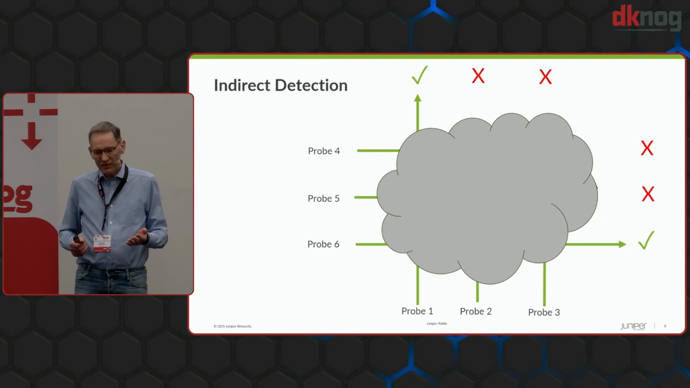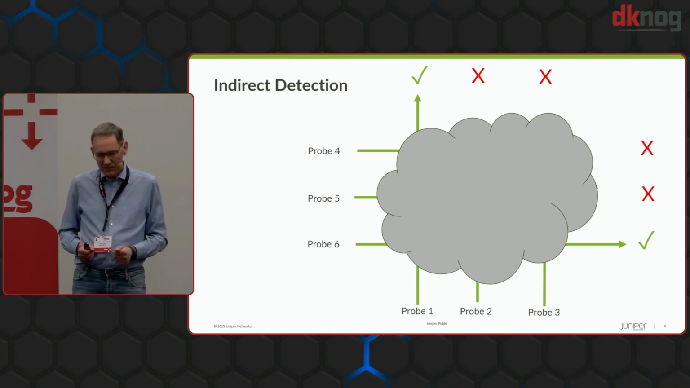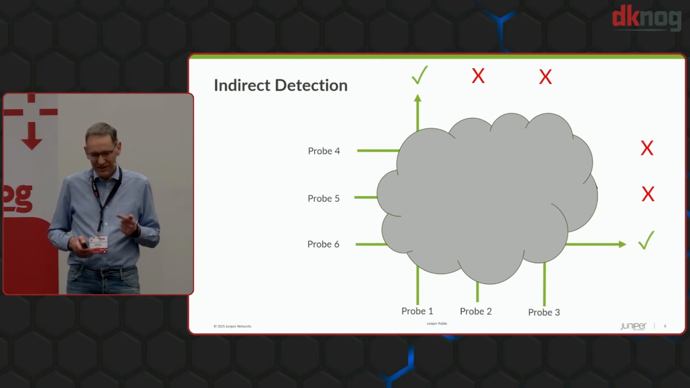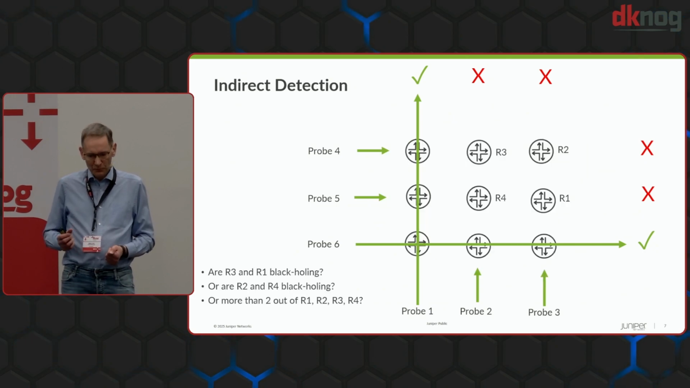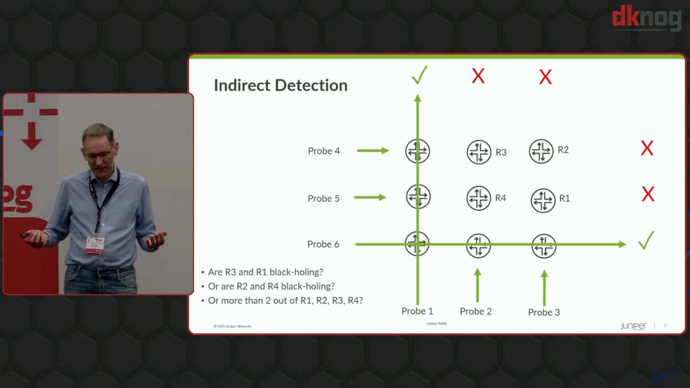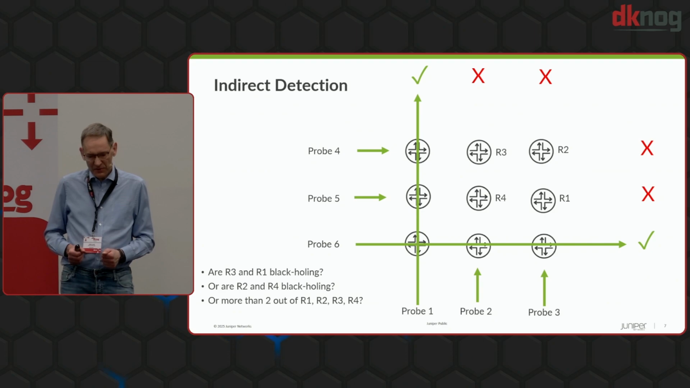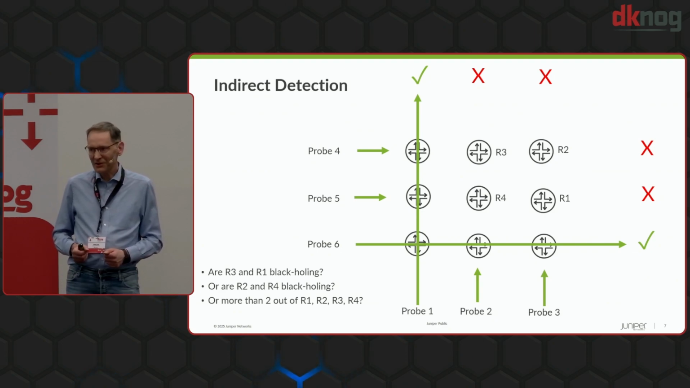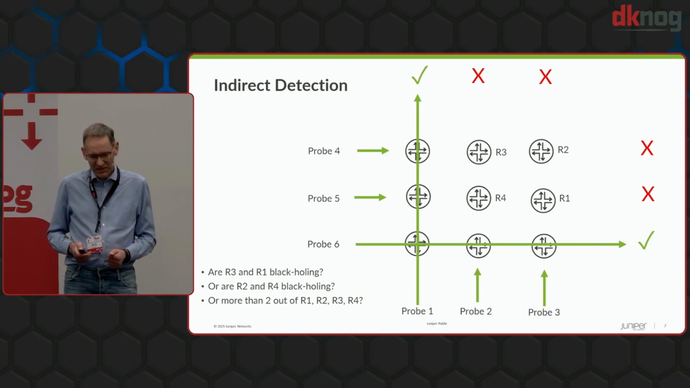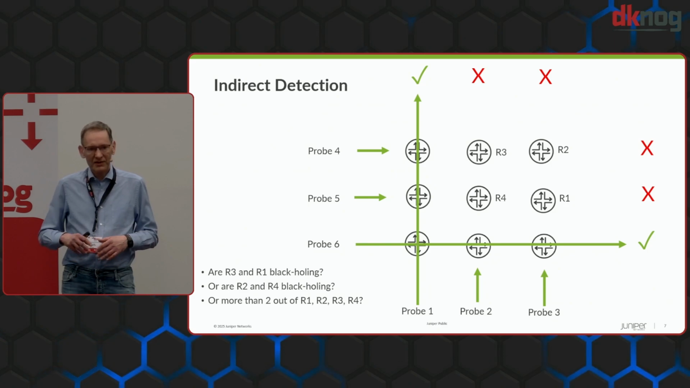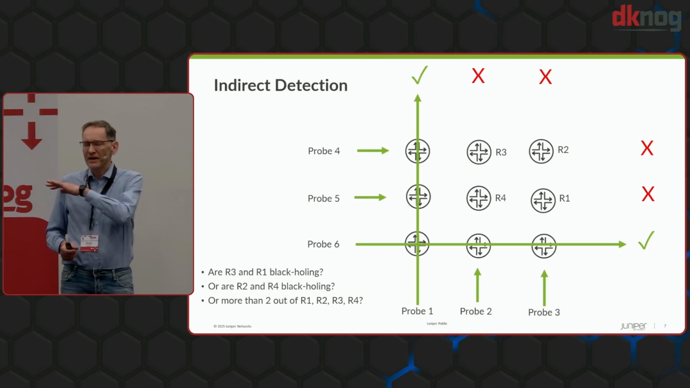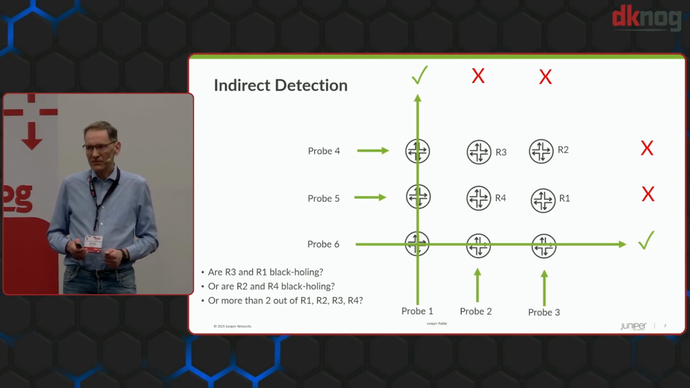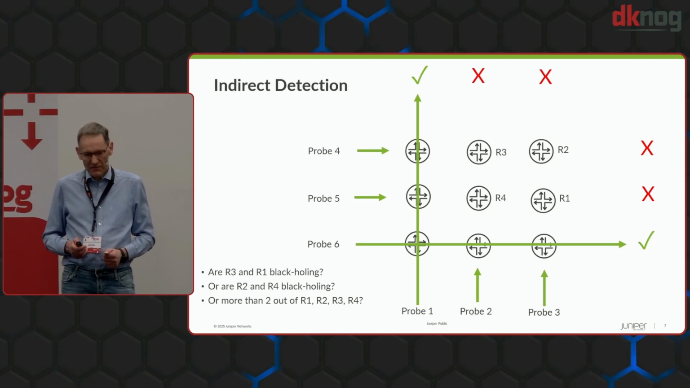So if we go back to our example, here this time you can see that probe 2, probe 3, probe 4, and probe 5 are not making it through. And what's causing that? It could be a combination of R3 and R1 black holing, or R2 and R4 black holing, or other combinations of those. And so as the network gets bigger, doing this type of triangulation gets more and more complex. And also knowing what particular path a probe might be following isn't necessarily easy either.